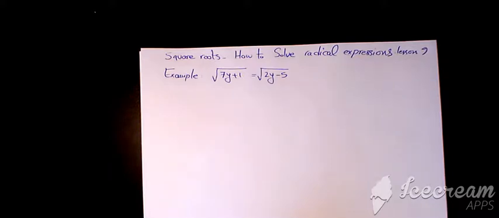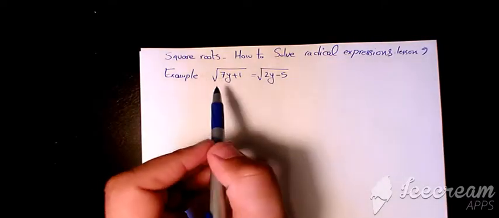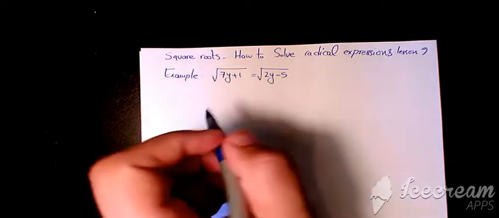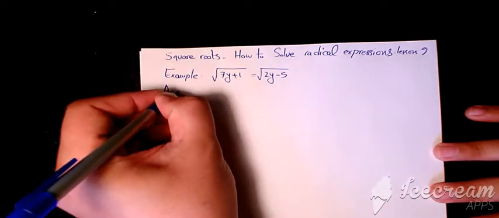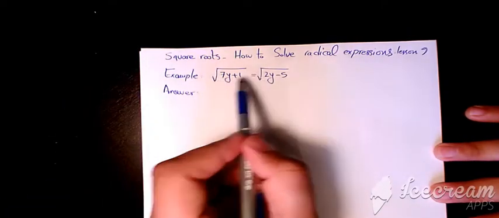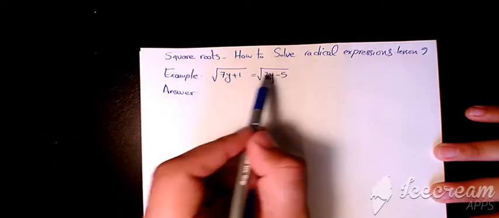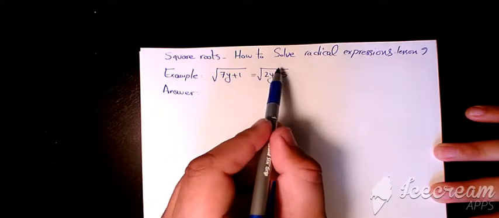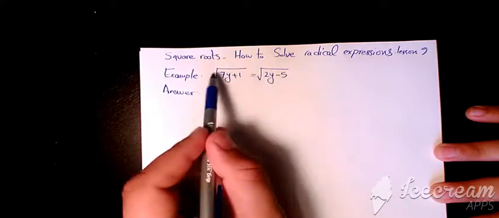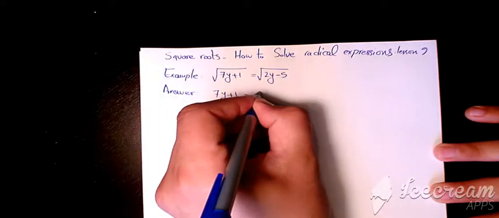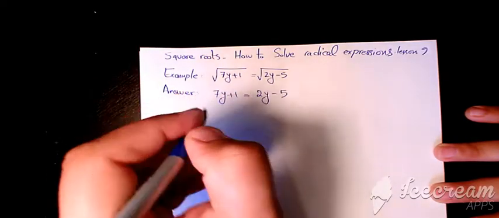Welcome to my channel. In this video I want to show you some examples regarding solving radical equations. The first example I want to solve is square root of 7y plus 1 equals square root of 2y minus 5. I need to square both sides, as we saw in the previous video. When we square these two sides, the squares cancel out the radicals. So then it will be 7y plus 1 equals 2y minus 5.